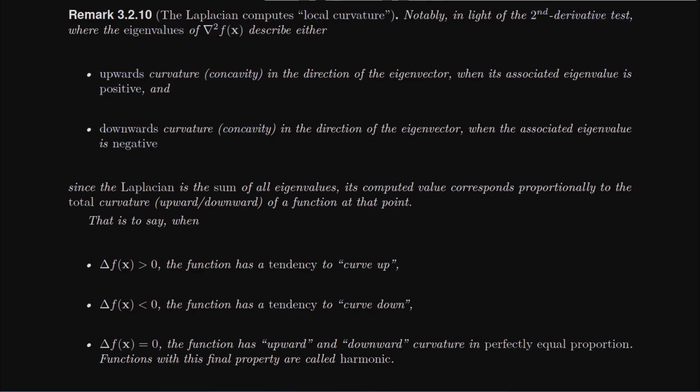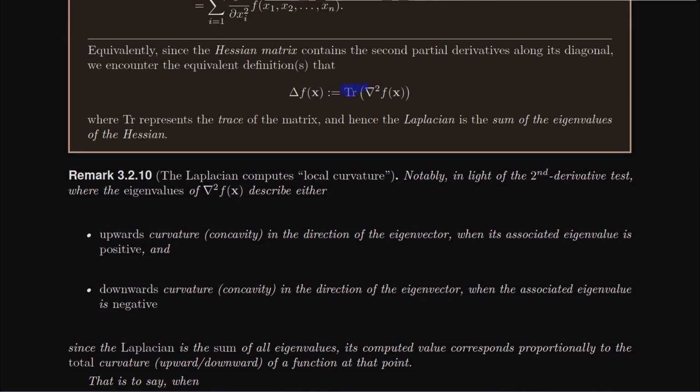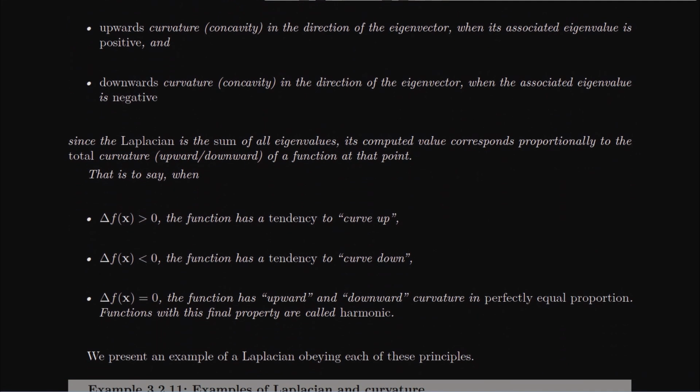Since the Laplacian is the trace, and if you haven't learned much about trace, the trace is just the sum of all eigenvalues. So I'm adding all eigenvalues together. The Laplacian is the trace. It's just going to compute the total curvature, so the total upwards downwardsness of a function.